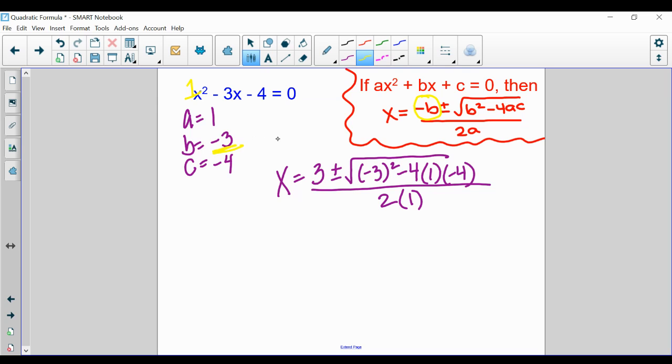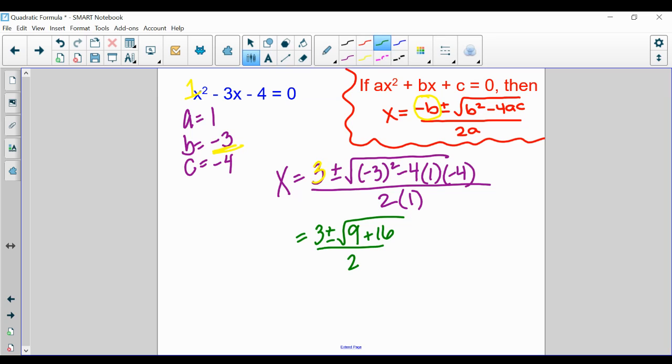So just to point out, remember it says the -b. If my b is already negative, then this became a +3. So now what we need to do is simplify this. So I'm going to have 3 plus or minus -3 squared is 9. -4 times -4 is +16, all over 2.